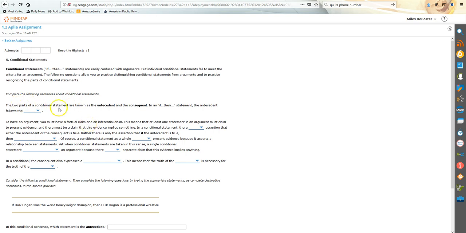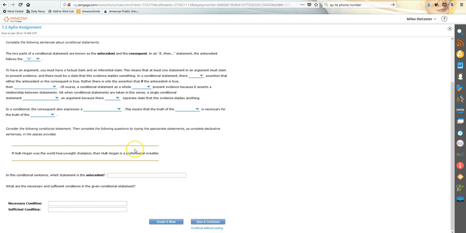The two parts of a conditional statement are known as the antecedent and the consequent. In an if-then statement, the antecedent follows the what part, right? So there I need to look and see. I already know it's the if part. As I work my way through the rest of this stuff, all right, more information about it.